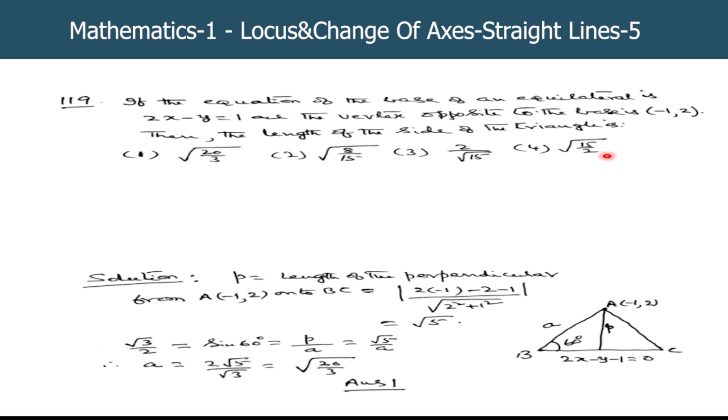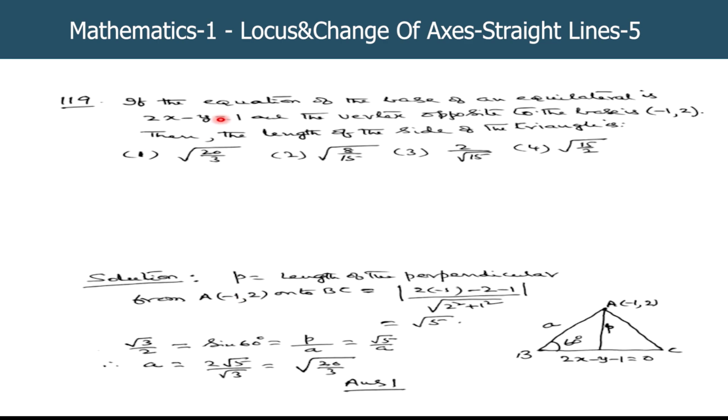And you know that suppose p is the length of the altitude drawn from A to the base. Now if you use the sin 60 formula, sin 60 = p by a. The distance of A from the base is simply root 5. So root 3 by 2 = sin 60 = p by a, which is root 5 by a. Therefore a = 2 root 5 by root 3, which is square root of 20 by 3. So that means option number 1.